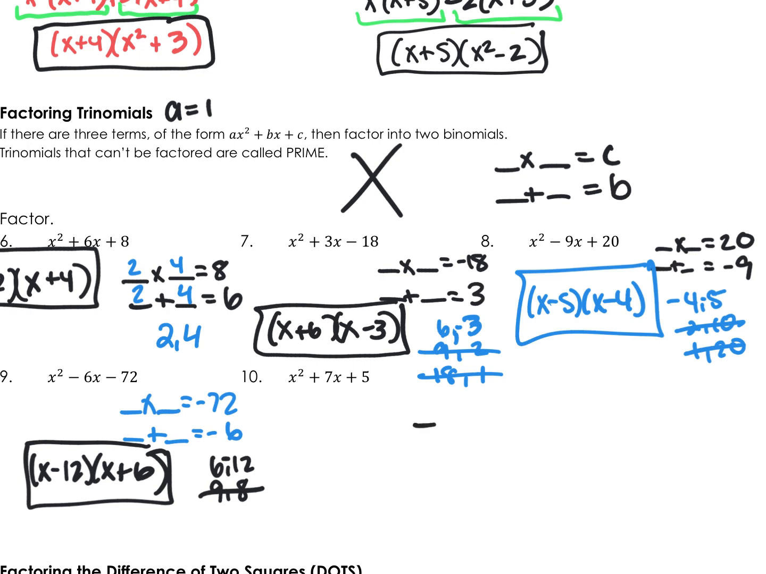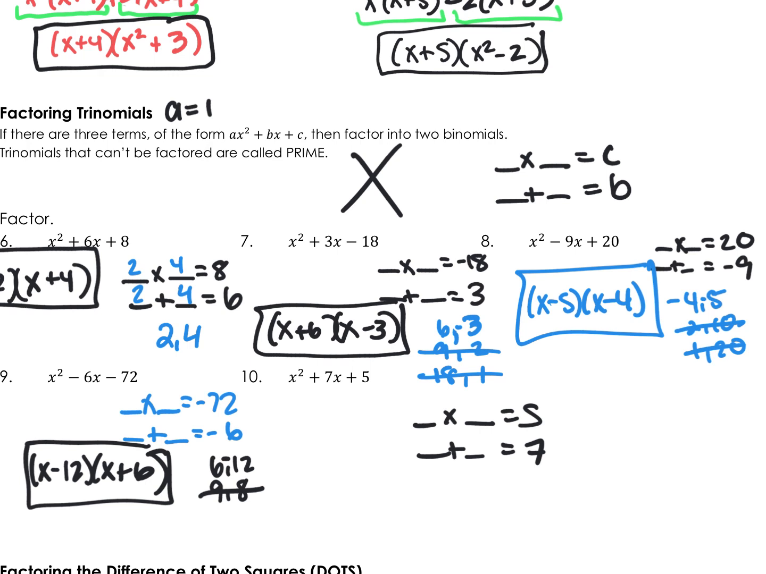All right, and for number 10, we need two numbers that multiply together to get 5 and add together to get 7. What two numbers multiply together to get 5? Don't say 2 and 3. 2 and 3 multiply together to get 6. There's only two numbers that multiply together to get 5. What are they? 1 and 5. Can you add 1 and 5 together to get 7? No. Is there a combo of numbers that multiply together to get 5 and add together to get 7?